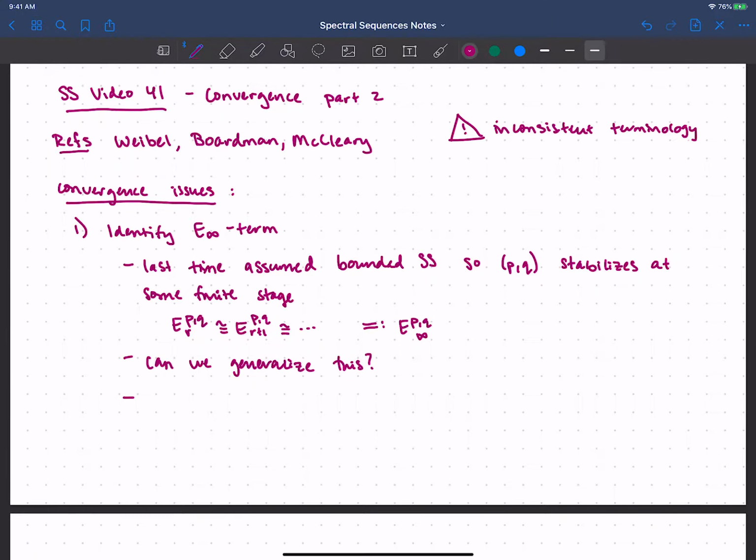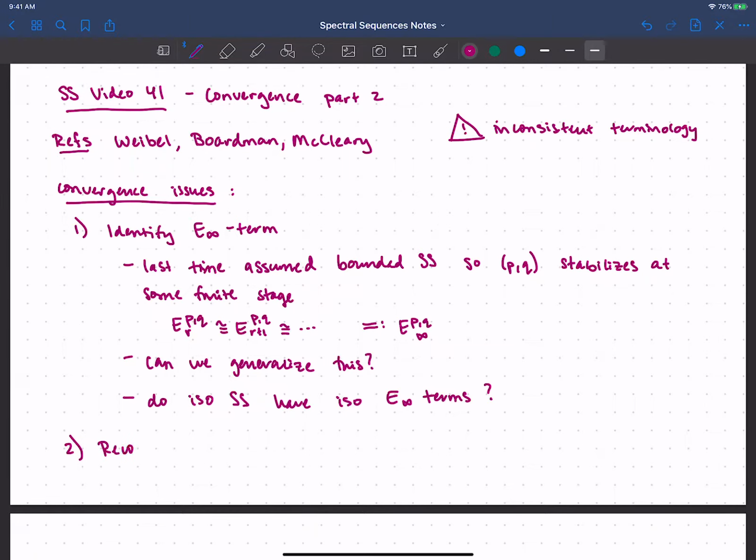And another question is, do isomorphic spectral sequences always have isomorphic E infinity terms? So is it possible we land on something else? How do we interpret those results? And so on.